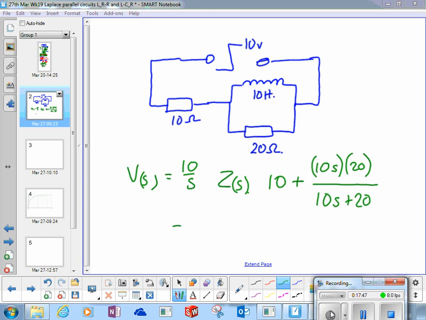And then we can write 10 plus 200S over 20 plus 10S. And then it's probably a good idea here to get S on its own on the bottom. How do we do that? Divide by 10.